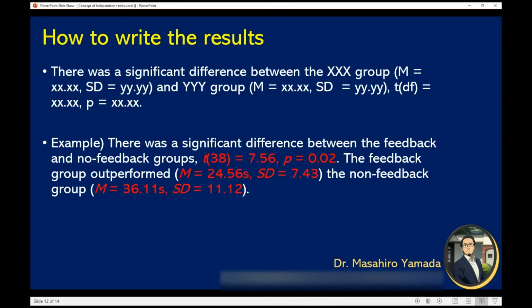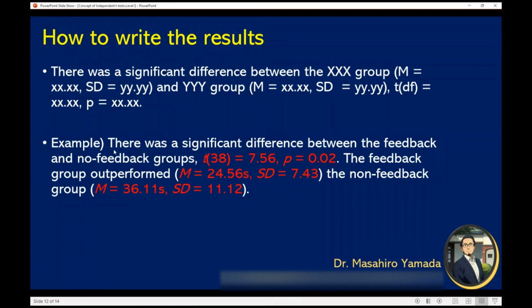After you obtain the results, how can you write up the results? There are different variations, but mainly you have to describe in a sentence whether there was a significant difference or not, and you want to add descriptive statistics, which is the mean and standard deviation of each group, and the inferential statistics results. Three pieces of information. Most important are the t-score, degrees of freedom, and p-value.